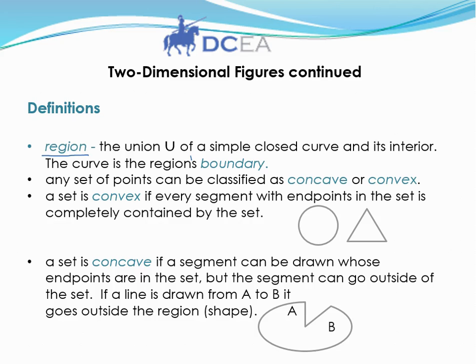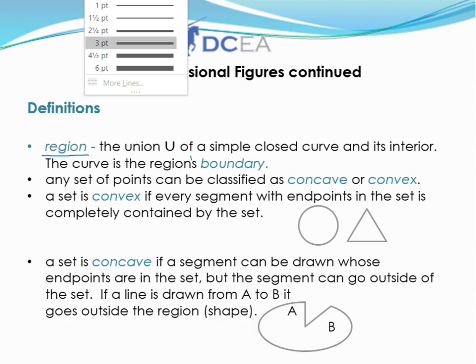When we just speak of an interior, it is not in union with the boundary, unless we state so. Any set of points can be classified as concave or convex. A set is convex if every segment with endpoints in the set is completely contained in the set. What does this mean?